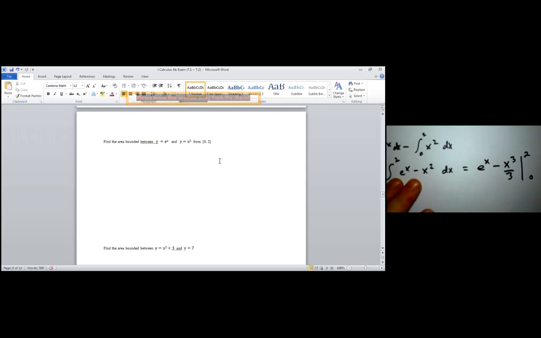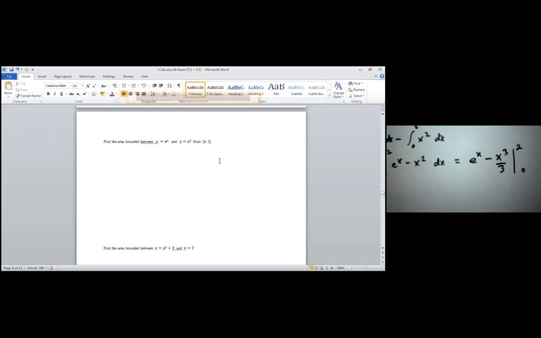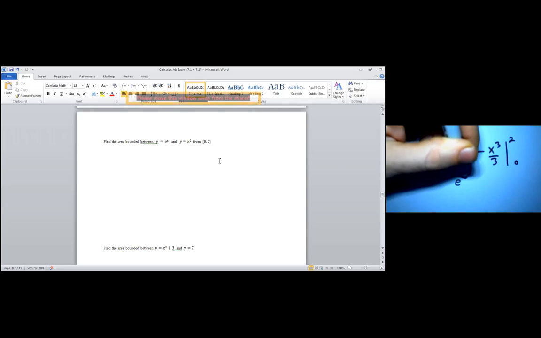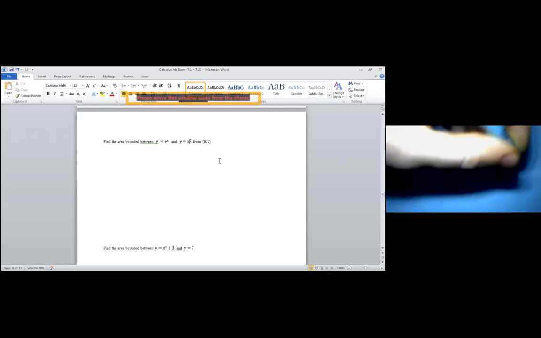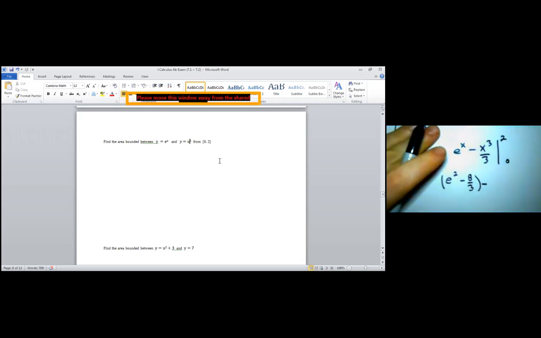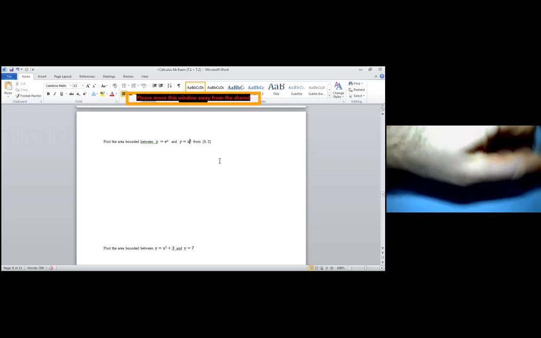Next, we want to plug in our bounds. So I'm going to plug in 2. So that would be e squared minus 8/3 minus, plug in the bottom. Don't just assume it's 0.